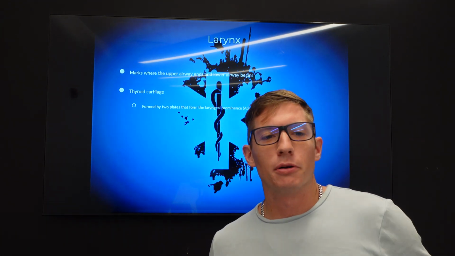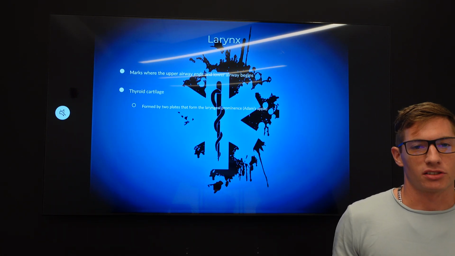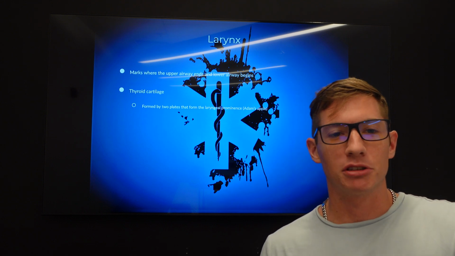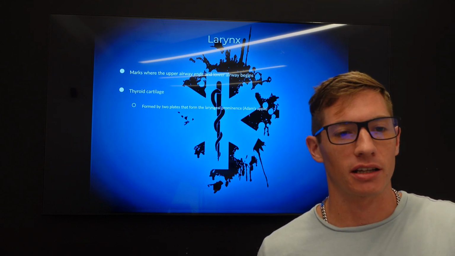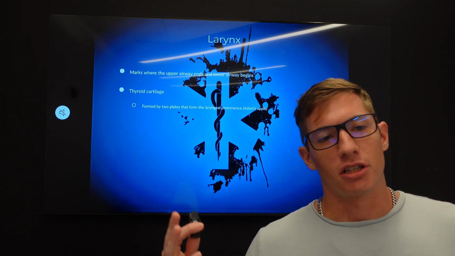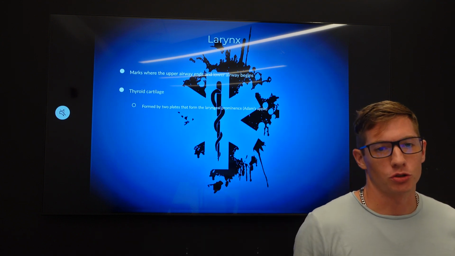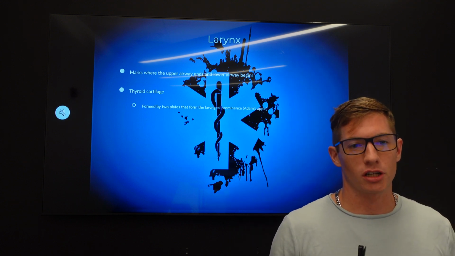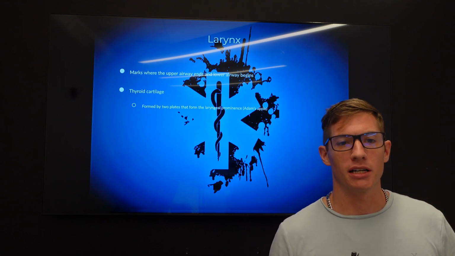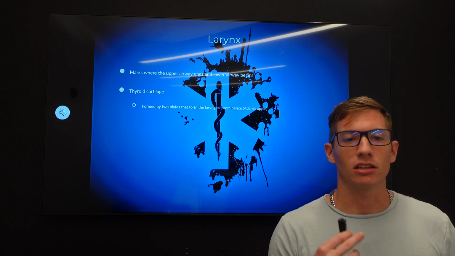All right, so talking about the lower airway, it extends into the glottis of the pulmonary capillary membrane. No, I just learned a new one. Larynx. I should confirm if that's third or not. Complex structures formed by many independent cartilaginous structures. Marks where the upper airway ends and the lower airway begins.